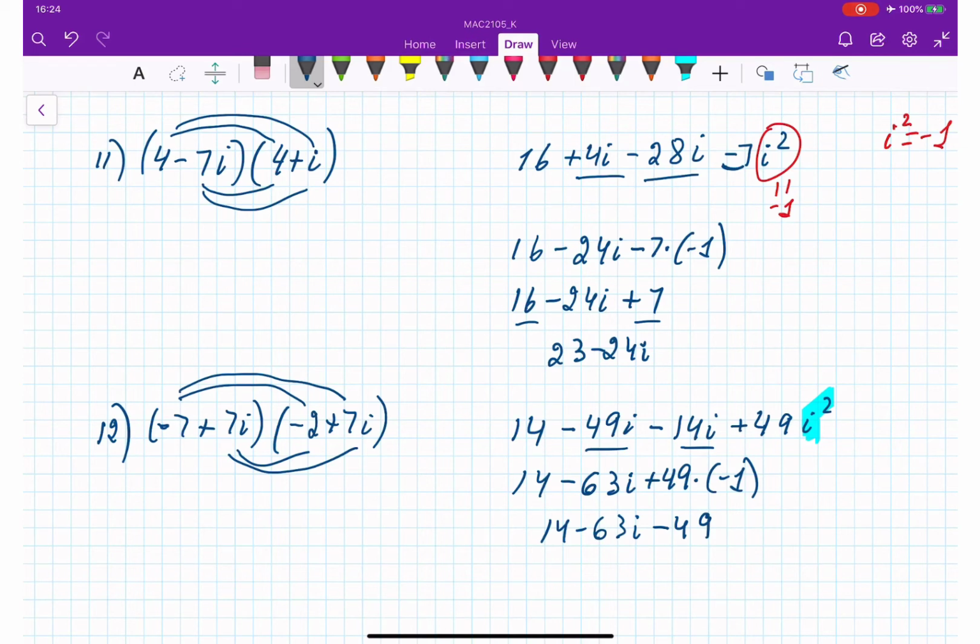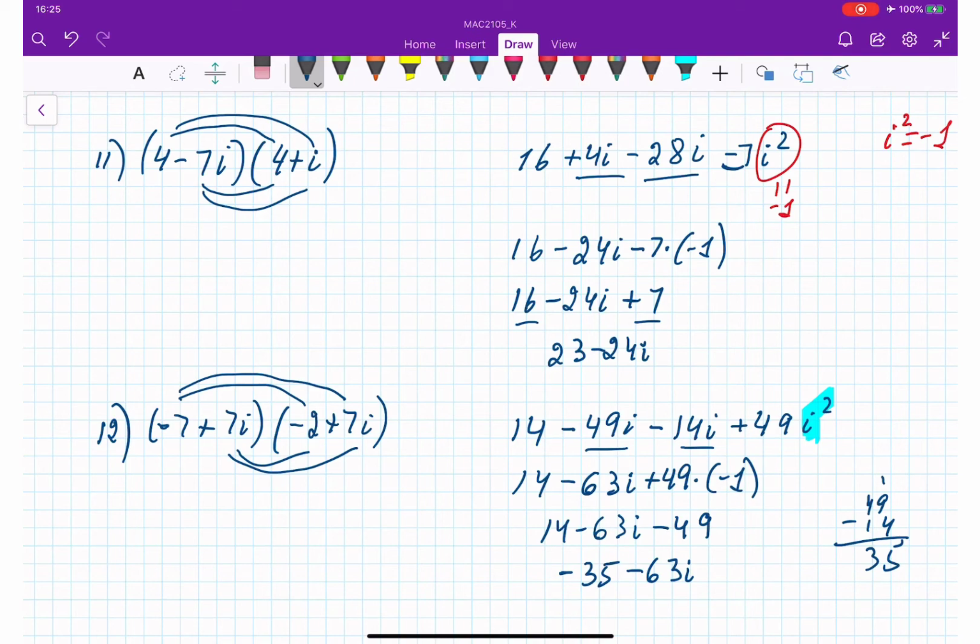Yes? Okay. This is like negative 49, and it's going to be a like term with 14, right? So 14 and negative 49, which means we're going to subtract 49 minus 14. 9 minus 4 is 5, 4 minus 1 is 3, so 35. And we put a negative sign because 49 is the bigger negative number. So this is equal, I'm sorry, this is not an equation: negative 35 minus 63i. That's it. We're done.